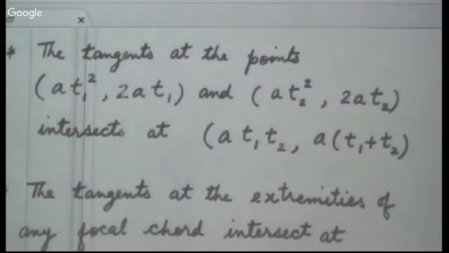If you draw two tangents at these two points, (a t1², 2a t1) and (a t2², 2a t2), then you have to find the point of intersection. This will be the point of intersection. a t1 t2 is the x coordinate of the point of intersection and a(t1 + t2) is the y coordinate.